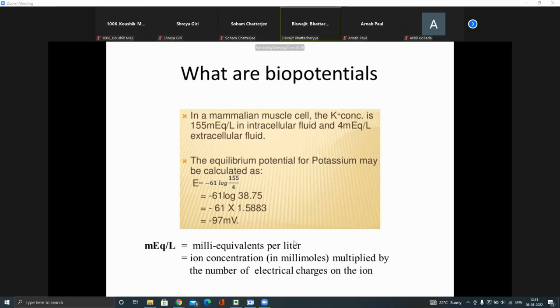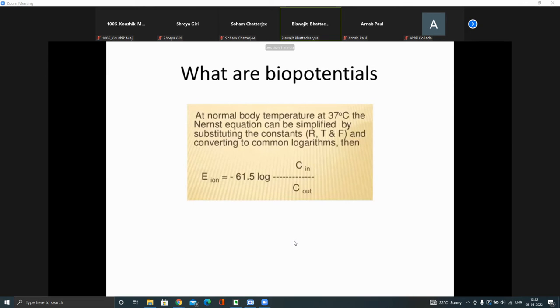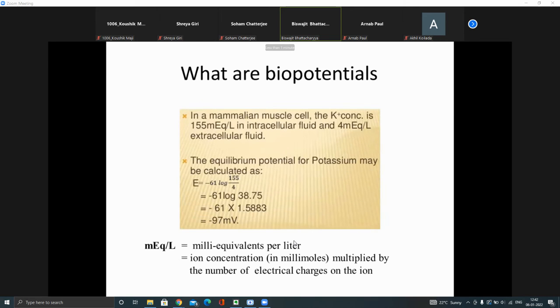Now just one example is given in a mammalian muscle cell. If the potassium concentration is 155 milliequivalents per liter in the intracellular fluid and 4 milliequivalents per liter in the extracellular fluid. We know that normally potassium ion exists in the inner part of the cell, and it is not present too much in the outer part of the cell in the normal condition. So C in will be 155 and C out will be 4. We put it in, and finally our equation comes out as minus 97 millivolt.